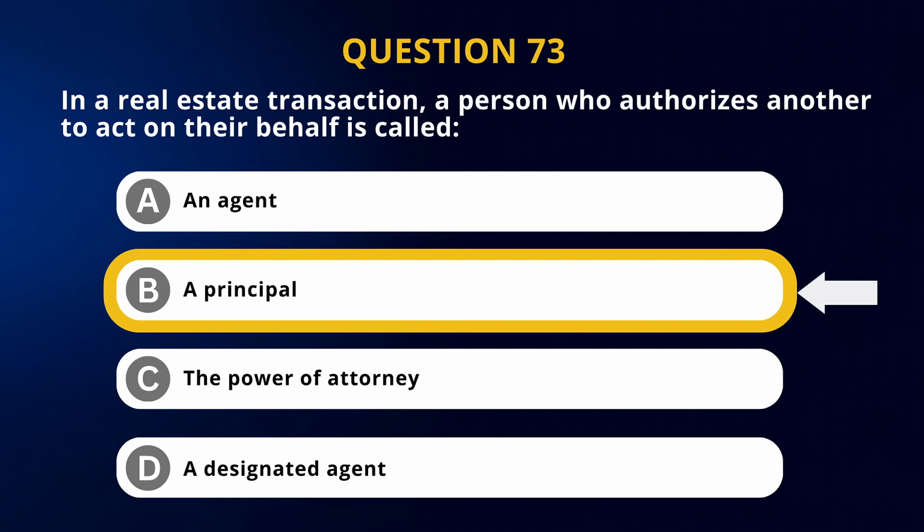So in a real estate transaction, a person who authorizes another to act on their behalf is also known as the principal or the client. The power of attorney is authorizing a party to act on their behalf, but it doesn't necessarily mean in a real estate transaction. A designated agent and an agent is the opposite. So we're empowering the agent, or the designated agent, to act on our behalf. So the answer here is the principal. And don't forget, the principal is also referred to as the client.